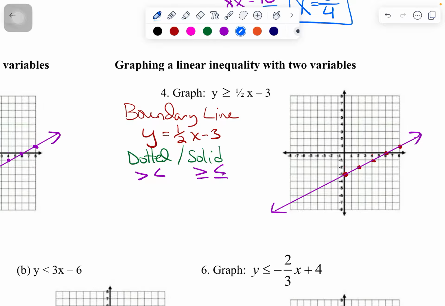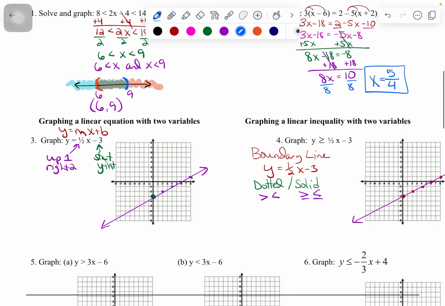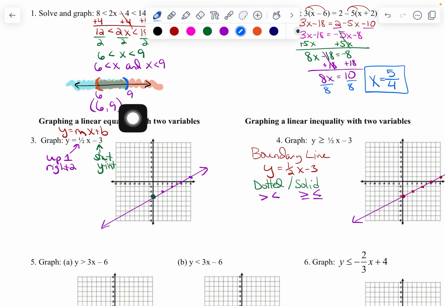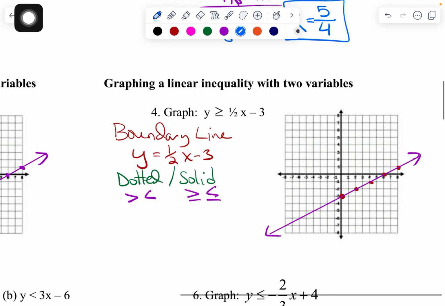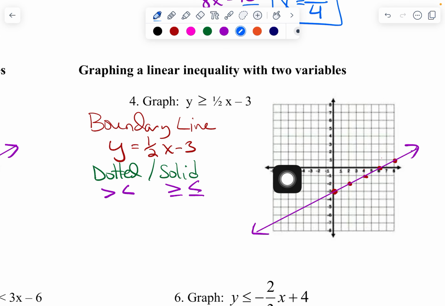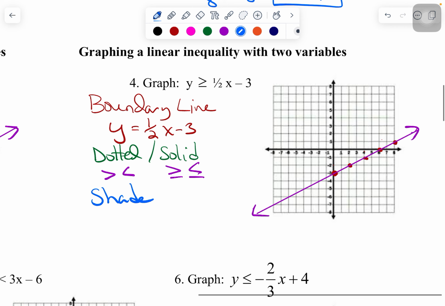Now for the shading aspect. Just like, and I'm going to pinch in here so you can see this one, just like problem number 1 up here, we had some shading, right? Some part of this number line where all of those values were true. When we graph a linear inequality, 1/2 of this graph is going to get shaded in because all the values on that half will be true statements. Okay, so how do you know which way to shade? There's a couple of different ways, but one of the easiest ways is to simply figure out if you are going to be shading above your boundary line or below your boundary line.